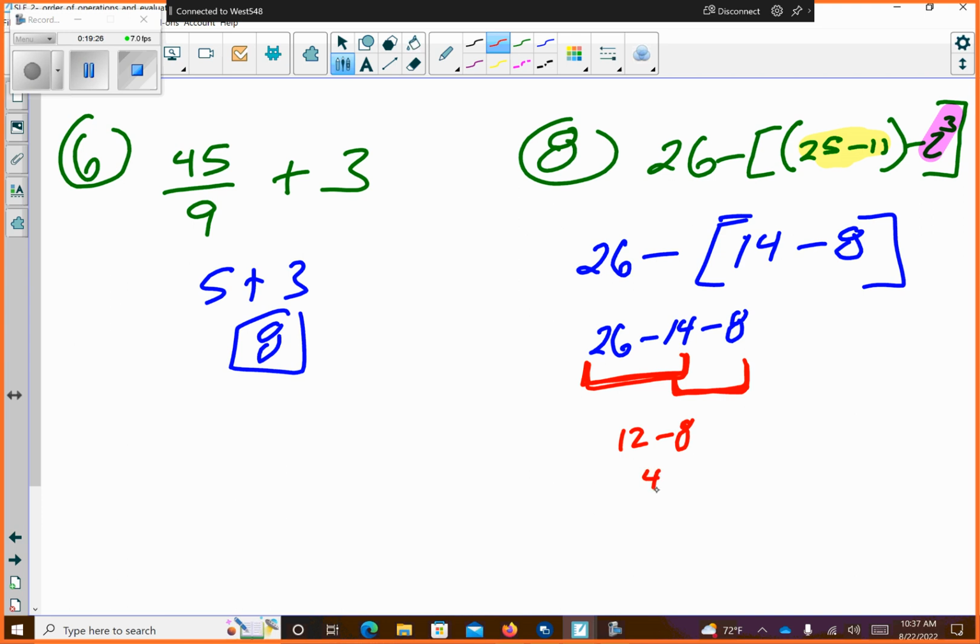So think about that problem. You go to a store, you've got $26 in your pocket, you go buy something for $14. You're walking out of the store, you're like, oh wait, there's something that costs $8. You still have $4 left. Cool. All right, my friends.